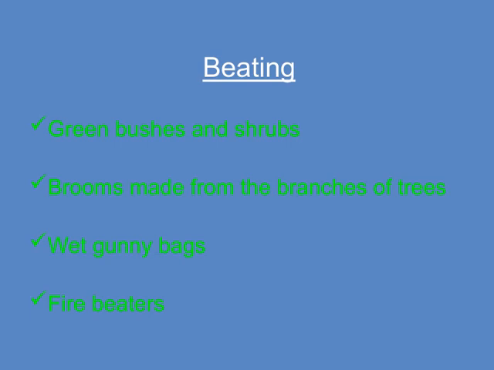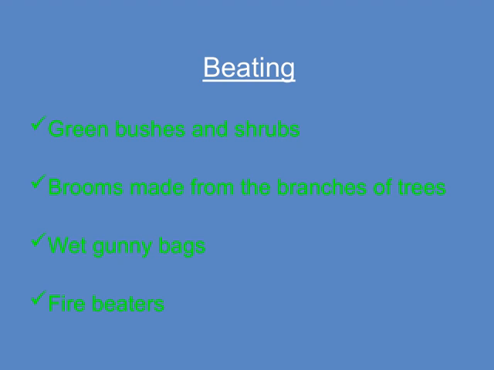Now, let's take a look at some of the methods used in firefighting to control and extinguish fires. One common technique is beating, which involves physically tamping down or beating the fire to suppress it. We also see the use of green bushes and shrubs, which can serve as natural fire breaks or be used as materials in creating fire lines. Brooms made from the branches of trees are another tool. These are used to sweep away flammable debris or to clear an area quickly.